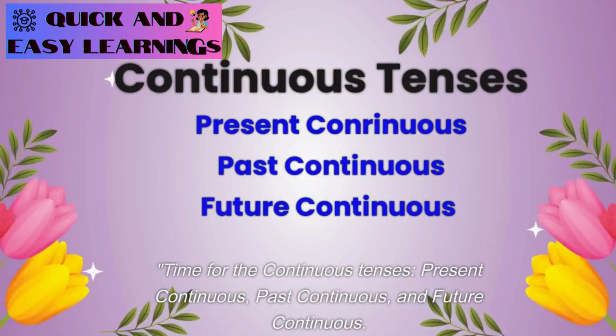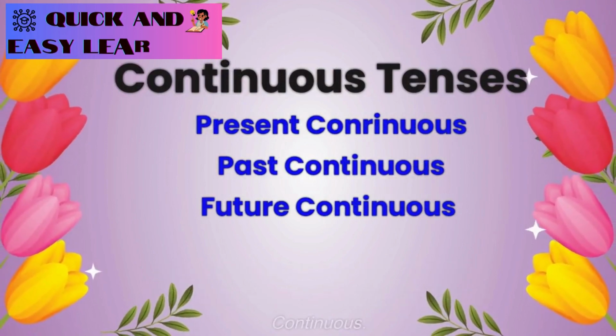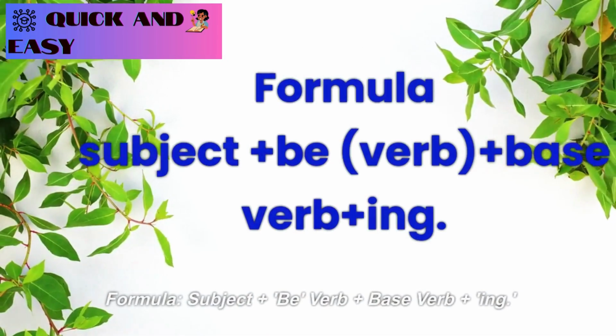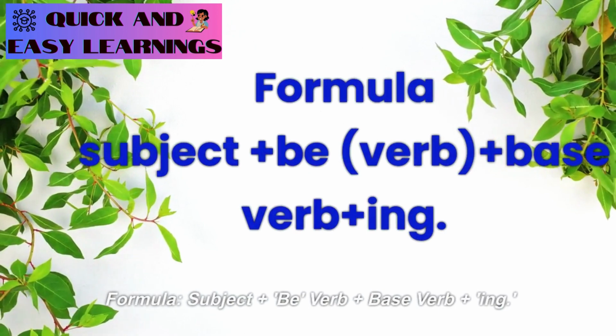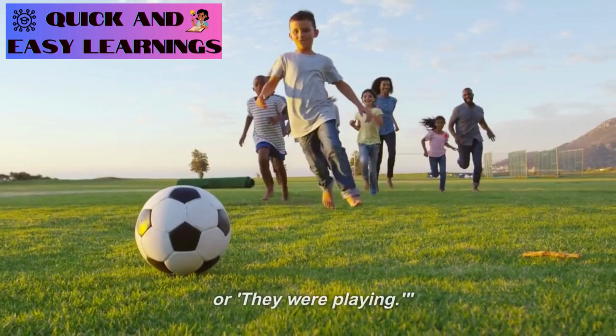Time for the continuous tenses: present continuous, past continuous, and future continuous. These show actions in progress. Formula: subject plus be verb plus base verb plus ing. Like, he is reading. Or, they were playing.